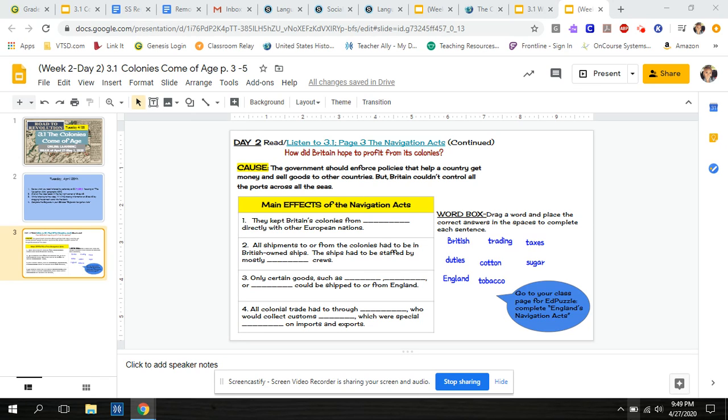The second effect of Navigation Acts was that all shipments to or from the colonies had to be in British-owned ships. These ships had to be staffed mostly by these crews. So let's look at our word box on the right. We already used trading, and we know that these ships had to be British owned. So if they had to be British owned, who do you think had to run these ships and man these ships?